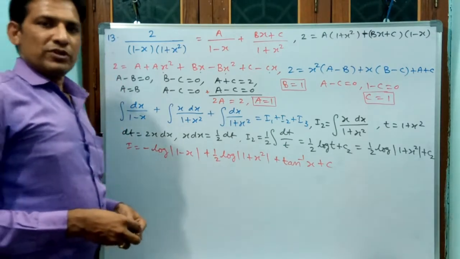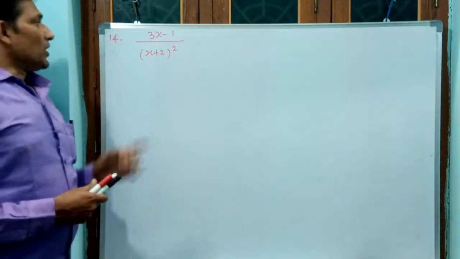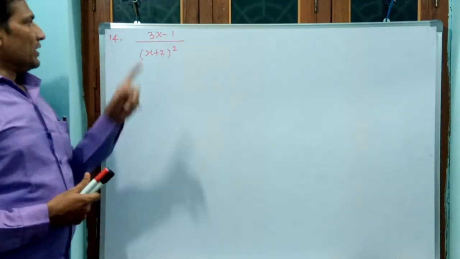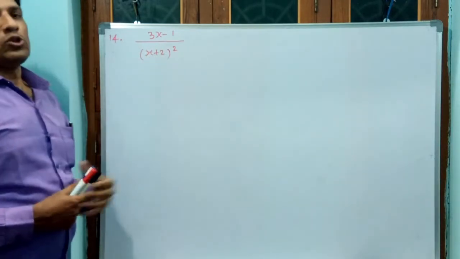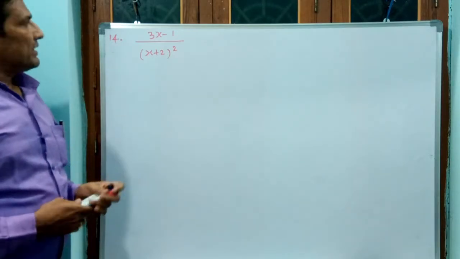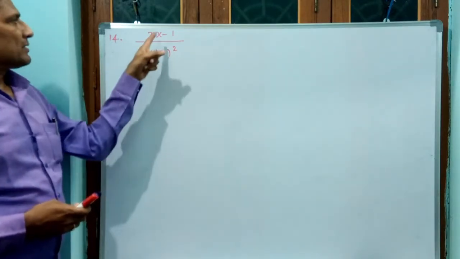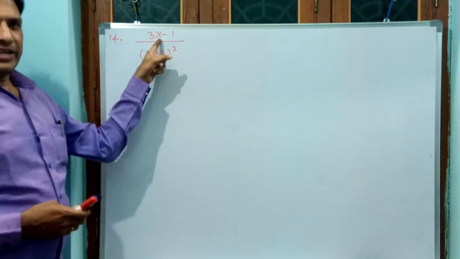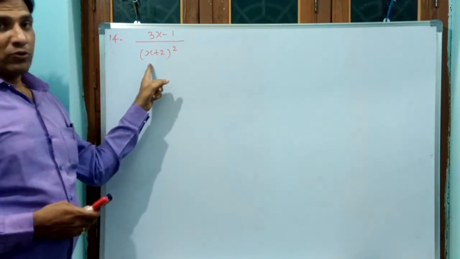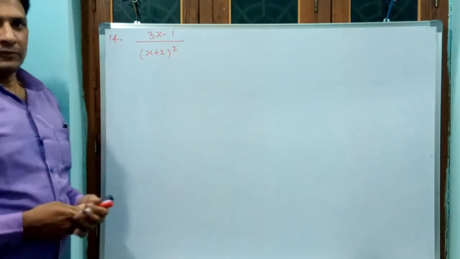Take this, we will go for question 14. Okay, see question number 14. 3x minus 1 by x plus 2 whole square. Is it a proper fraction? Yes. Why? Because the numerator is a linear expression and the denominator is a quadratic expression, x square will come.